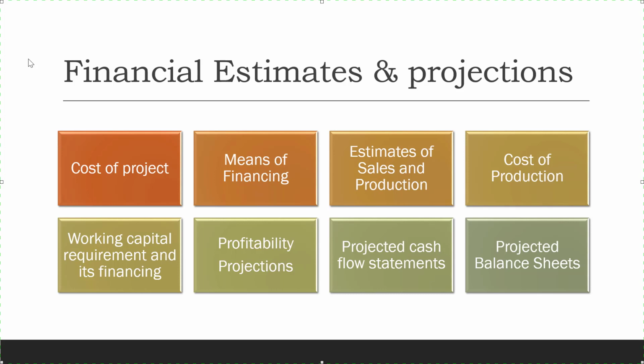Okay, cost of production, working capital requirement, and its financing. When you do business, you require two kinds of capital. One is fixed capital for buying plant, equipment and machinery. Another is called working capital. You have to have some inventory: inventory of raw material, inventory of semi-finished goods, inventory of finished goods. So you have a lot of money blocked in your inventories before it reaches the customer's hand and becomes your sale.